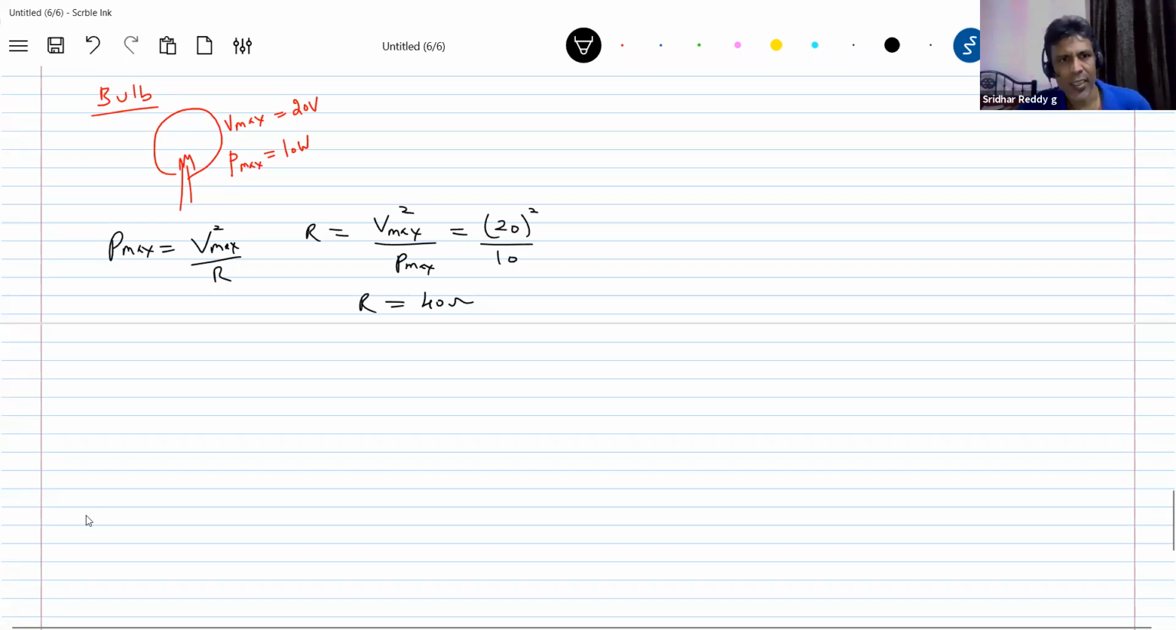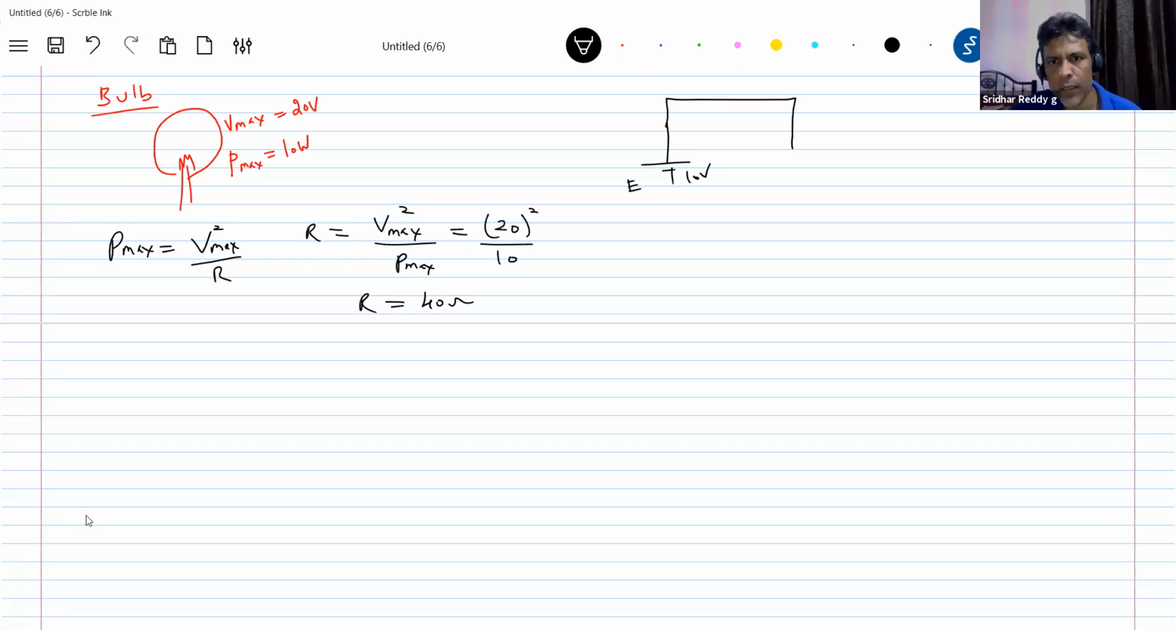Now when I connect this bulb across a cell whose potential is, say, 10 volt, what conditions will arise? The same bulb I'll connect here. How much power will be dissipated? What is the resistance? The same power rating, the same bulb, no? And the same bulb I'll connect across a cell with potential difference 10 volt.